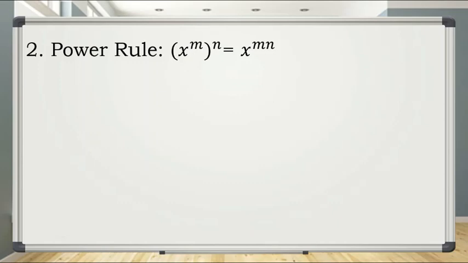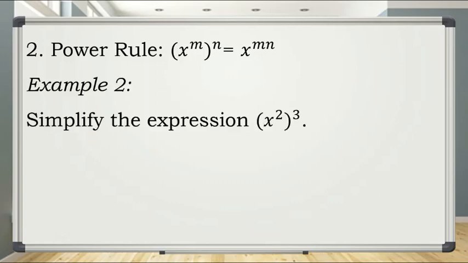Next is power rule. So power rule, copy the base and multiply the exponent. Example, simplify the expression x raised to 2 quantity cubed. Copy the base which is x and multiply 2 and 3. So we have x raised to 6.